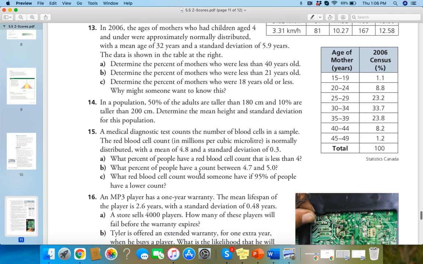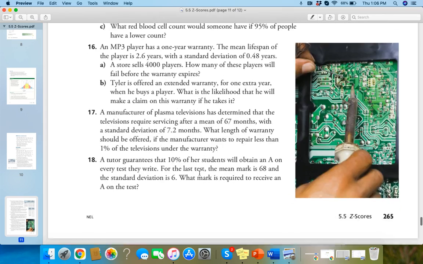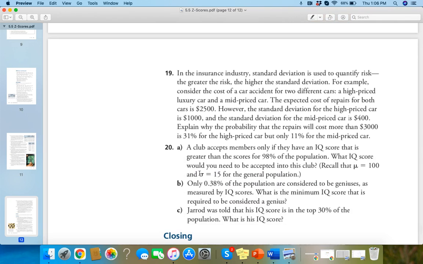Next question that people asked about that had a fair amount of information in it would be, let me just see where we are. It's number 19. This one gives you information at the beginning. It says in the insurance industry, standard deviation is used to quantify risk. And here's an important statement: the greater the risk, the higher the standard deviation. Just something to store in your mind. If it's a high standard deviation, the risk is higher. So then they did some examples.